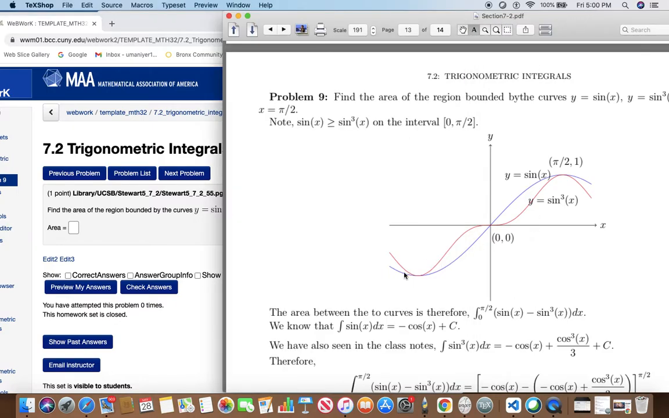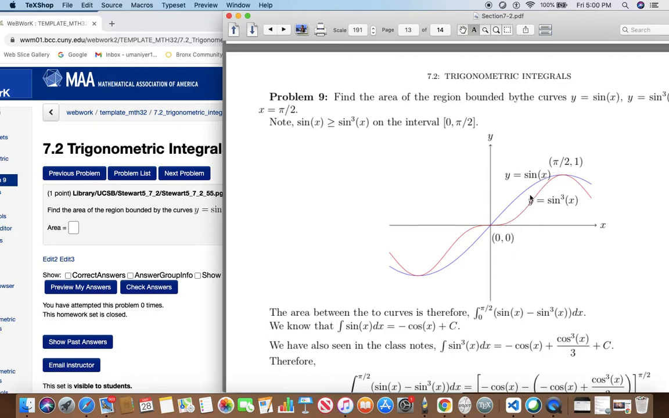So here is sine. The curve in blue is sine, whereas the curve in red is sine to the third power. So notice they meet at pi over 2. They both have height 1. They meet at 0. They meet at negative pi over 2. But we don't need this. We need only x between 0 and pi over 2. So the question is to find this area.